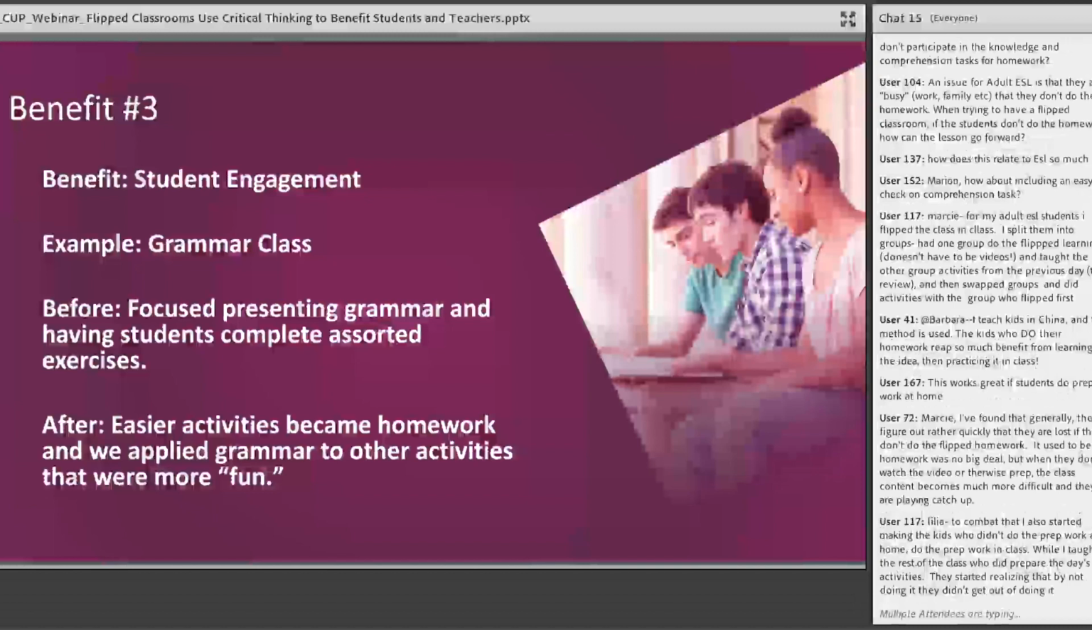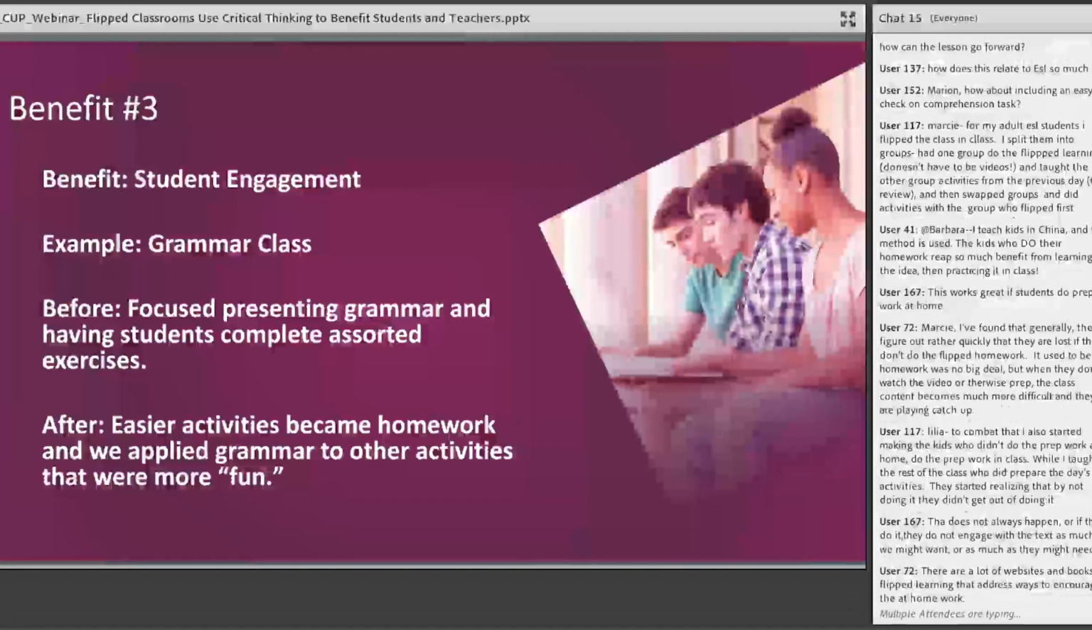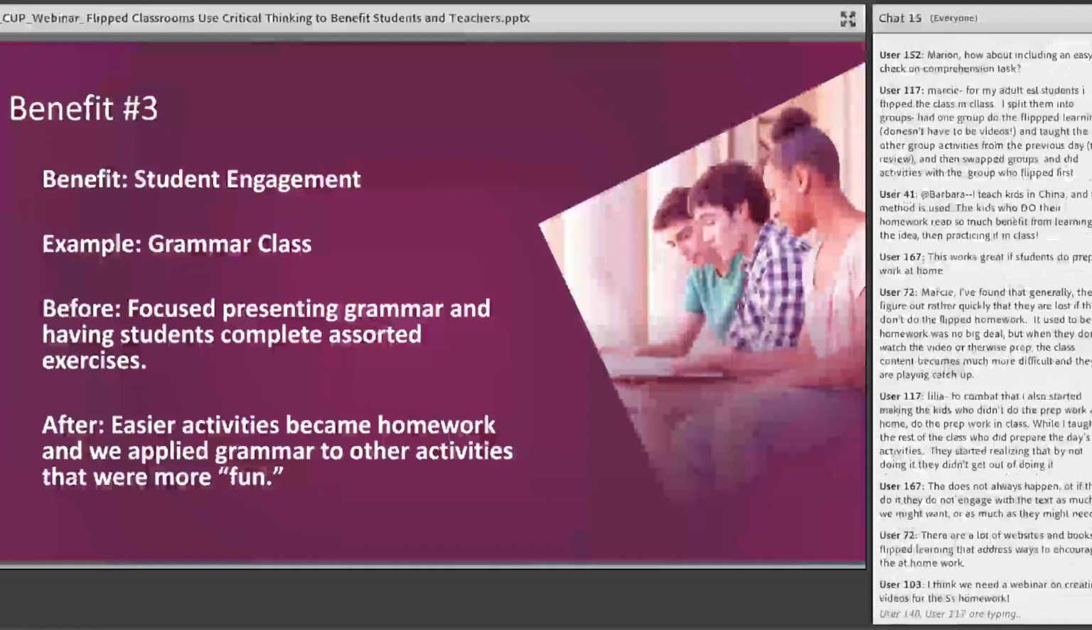I would basically teach whatever grammar I had to teach from the book. We'd look at the grammar charts and we'd practice. But students didn't ever really apply the grammar. They didn't see how it was relevant outside of the ESL classroom. So students did that on their own. I'd have them read the grammar charts on their own.